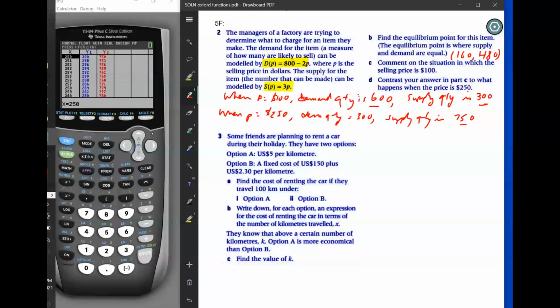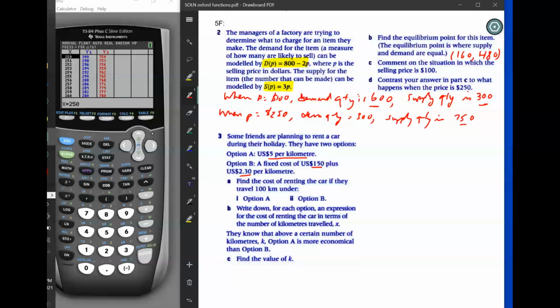Number 3, some friends are planning to rent a car during their holiday. They have two options. Option A, they pay $5 a kilometer. Option B, they pay $150 plus $2.30 per kilometer. This is a very real option, except normally when you rent a car, there's not option A. There's option B, where you pay something and you pay additional per kilometer. And then there's option C, where you pay one price and you don't pay anything per kilometer.